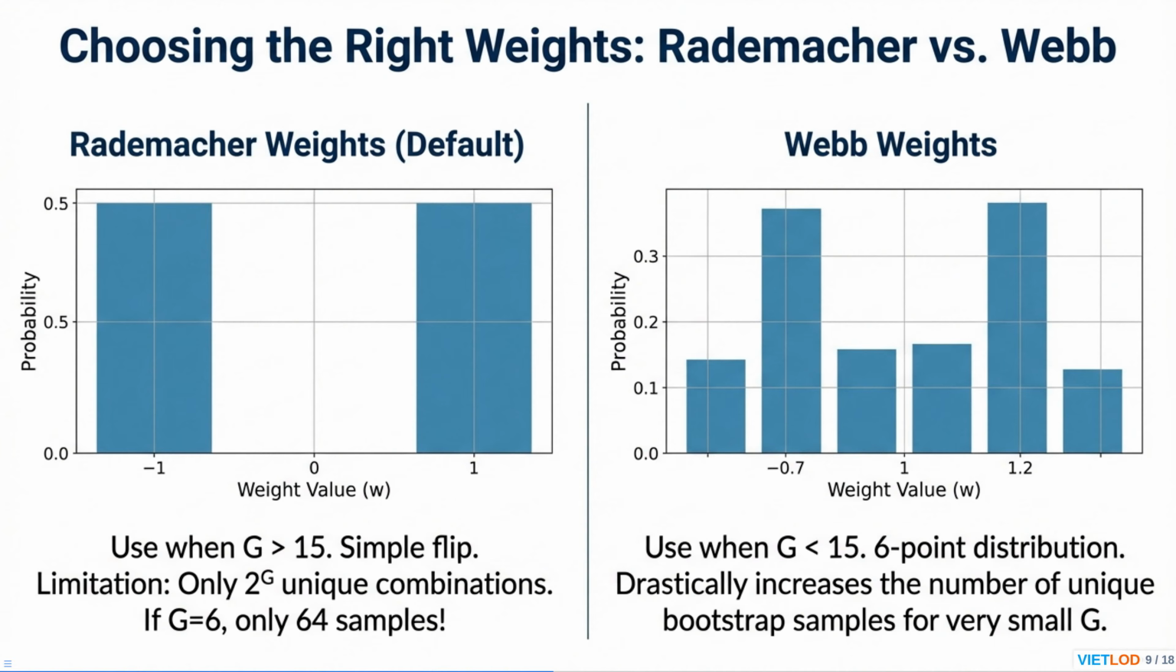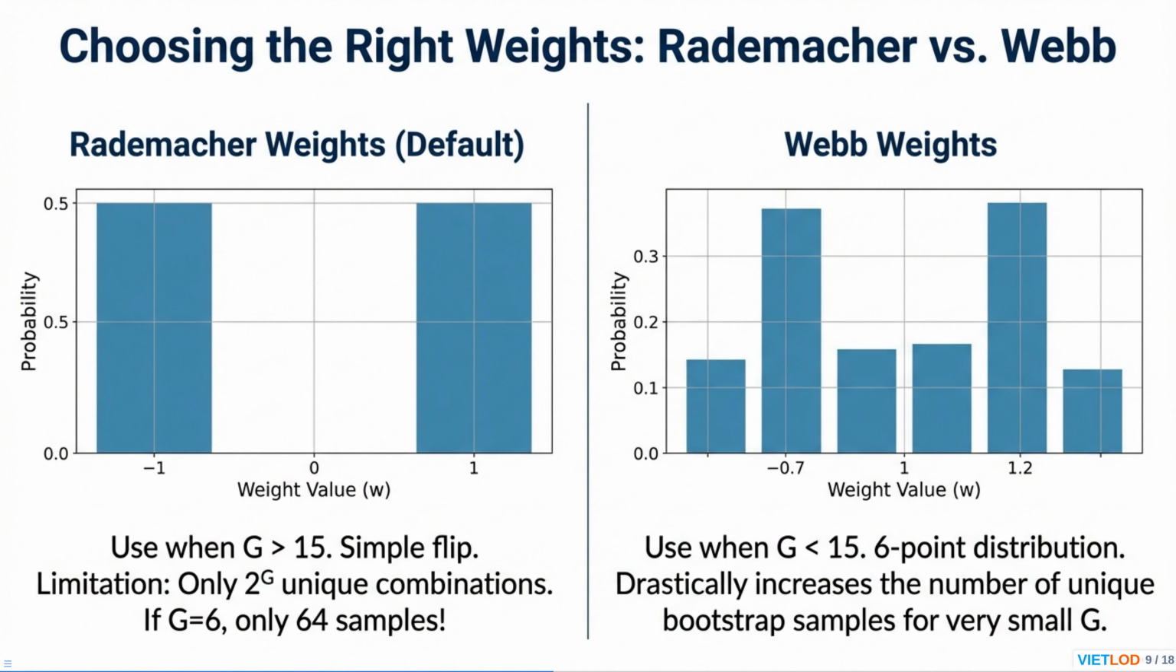However, a significant limitation arises with very small numbers of clusters. With Rademacher weights, there are only 2 raised to the power of g unique combinations of weights possible. For instance, if you have only 6 clusters, this translates to just 64 unique bootstrap samples, which is often insufficient to build a reliable empirical distribution.